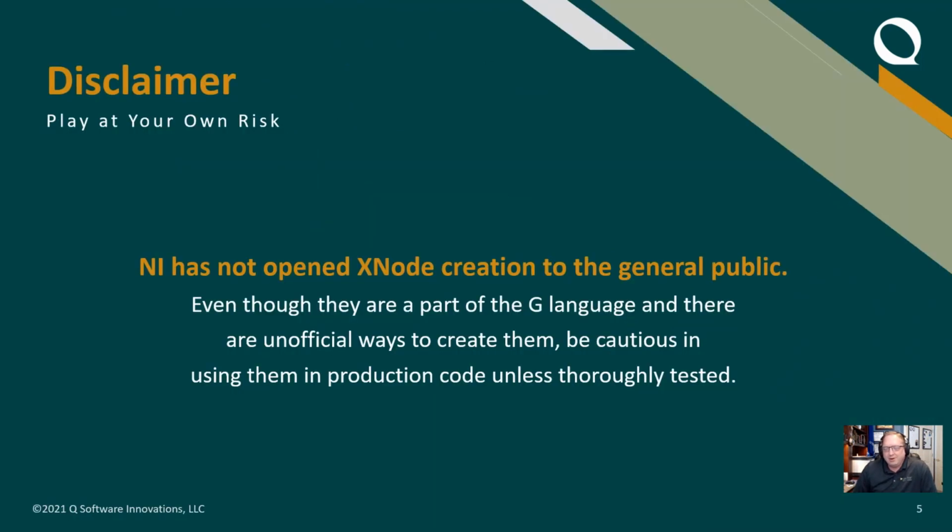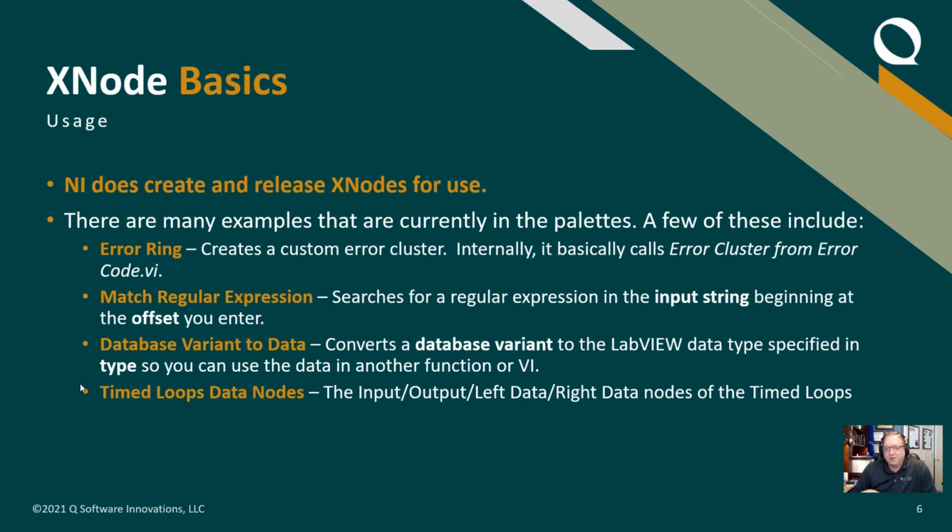So disclaimer first is NI has not opened XNodes up for creation to the general public, even though they are part of the G language, and they are still unofficial to create. So be cautious in using them in production code. That being said, NI does create XNodes for use. For example, the error ring is an XNode. Match regular expression is actually an XNode. Database variant to data and the time loop data nodes, those are all XNodes. So it's not like this is some unused back of the language feature. This is actually used quite a bit. It's just that NI hasn't opened it up for us to be able to create them. That being said, there is actually a way to create them.